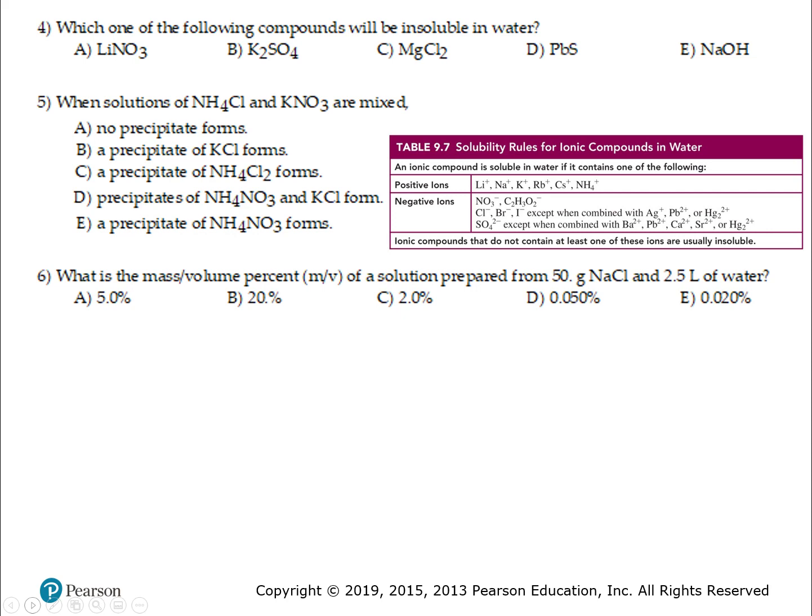I'm going to start going through these, starting with number 4. Which one of the following compounds will be insoluble in water? So you need to use the table that I put up here, table 9.7, and that tells you the rules for ionic compounds in water. For this, all you really need to do is go through each compound one by one and say, okay, is this soluble or insoluble? For A, we've got lithium nitrate.